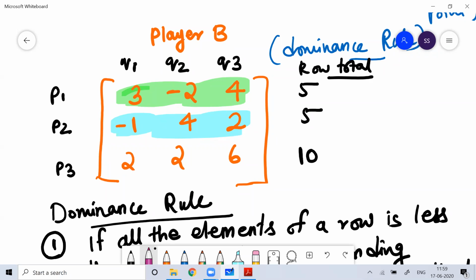Now compare row 1 and row 3. Compare row 1 and row 3. So here 3 is more than 2.